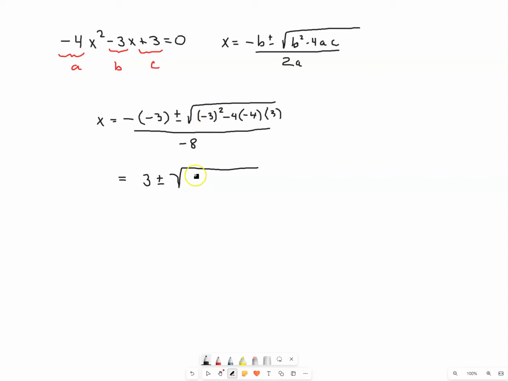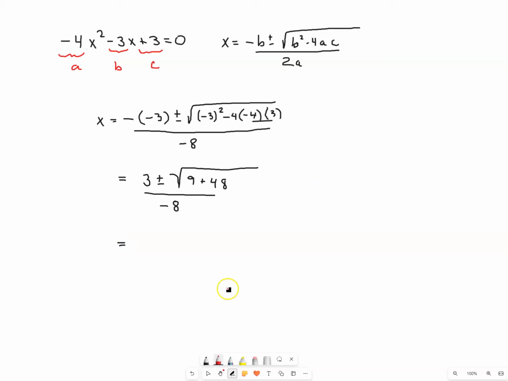Negative 3 squared is positive 9. And then I've got negative 4 times positive 3, which is negative 12. And so negative 12 times positive 4 would be negative 48, but that's minus a negative, so that's going to be plus 48, all over negative 8.